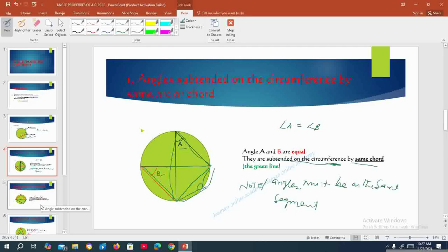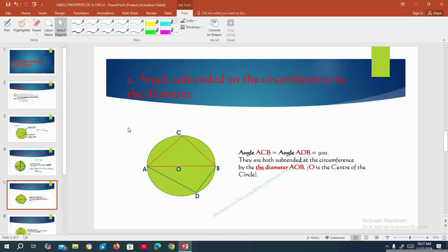Let's go to the second property. Angle subtended on the circumference by a diameter. We define diameter as the chord that passes through the center of the circle. Because O is given as the center, then AB is going to be the diameter, and if you measure these two angles, they are going to be both 90 degrees.